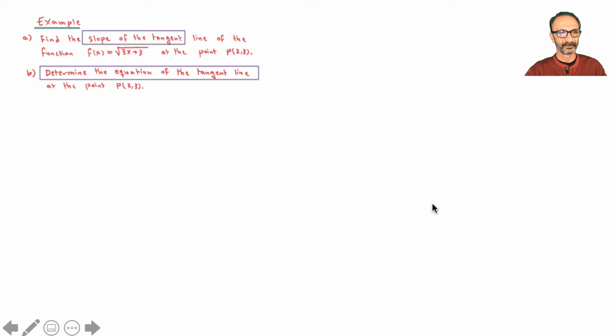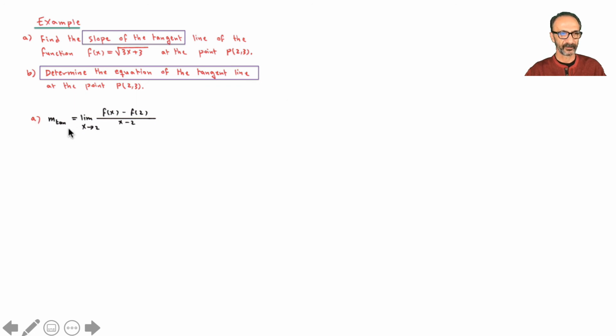Another example. This time I'm writing it as A and B to stay focused. We need the slope, and then we need to find the equation. Find the slope of the tangent line of the function f of x equals square root of 3x plus 3. You know, square root is different than our first example, which was a straight line. So we'll see how we're going to do the limit for this. At the point 2, 3. So that's my a or my x, 2. Then determine the equation of the tangent line at the point 2, 3.